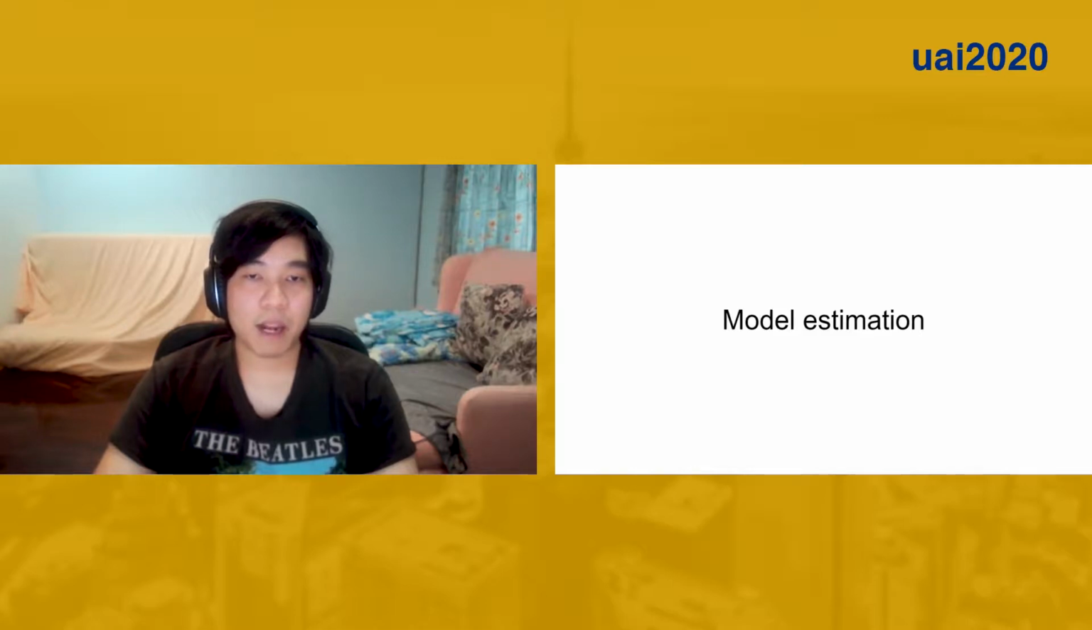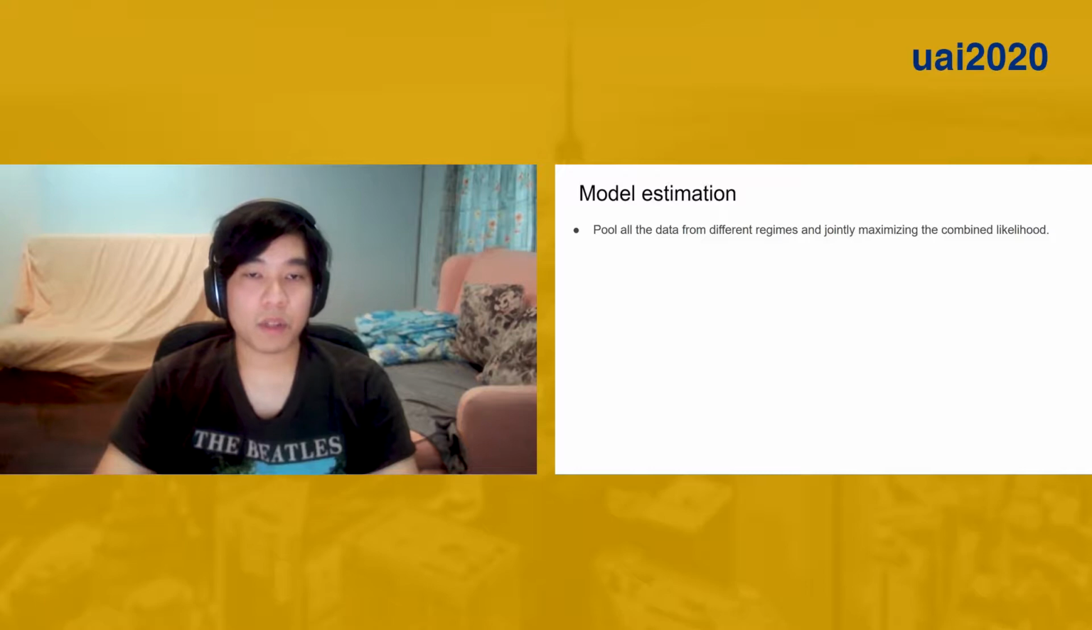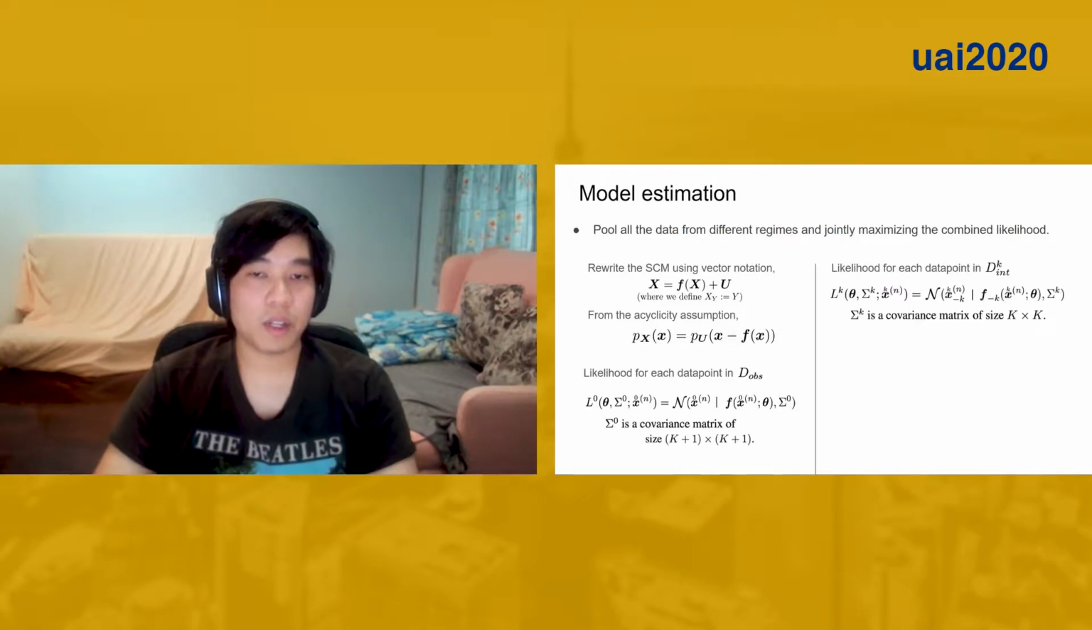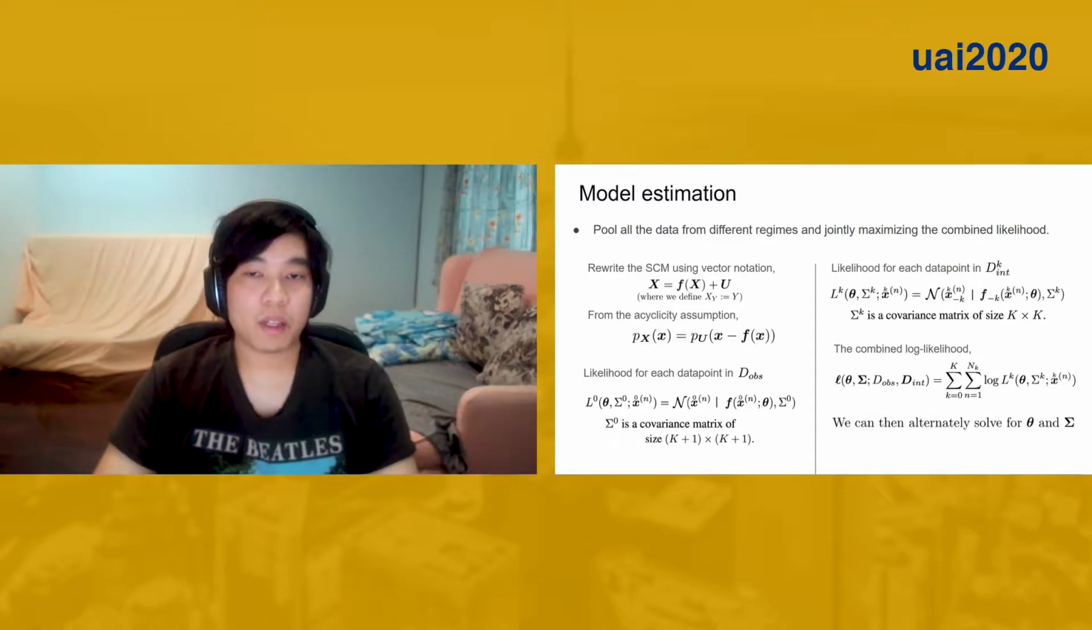So now we have shown the identifiability of the joint effects. The next question to ask is how to estimate it from finite samples. We propose a simple estimation procedure by pooling all the data from different regimes and jointly maximizing the combined likelihood. Because of the additive Gaussian noise and acyclicity assumptions, we can define the likelihood for each regime as follows. We can then combine the likelihoods to obtain the final likelihood. And then we can alternately solve for the model parameters theta and the noise covariance matrix sigma.